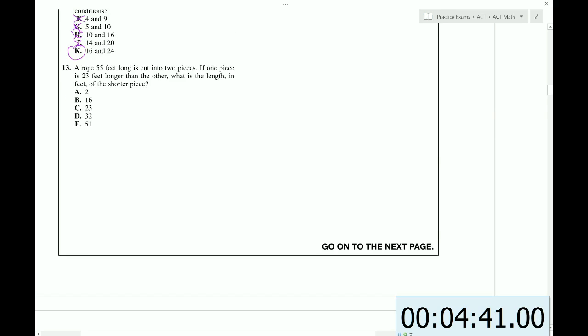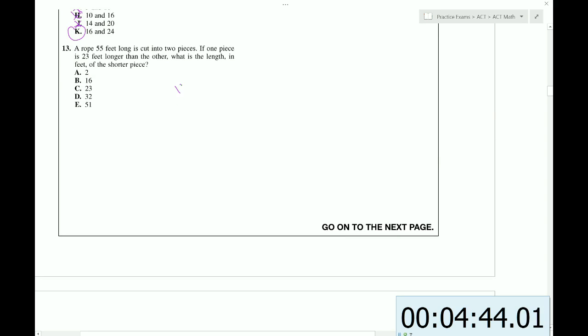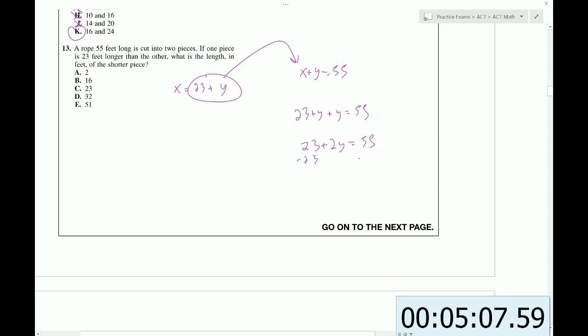A rope 55 feet long is cut into two pieces. So let's call the two pieces X and Y. One piece is 23 more than the other. What is the length of the shorter piece? So when you add them together, we get 55 feet for the length of both ropes combined. Plug this in for x. 23 plus y is 55. 23 plus 2y is 55. Subtract 23, and 2y equals 32. Divide that, you get 16 for the piece which is shorter, and then the longer piece would be 23 plus that, which would be 39.